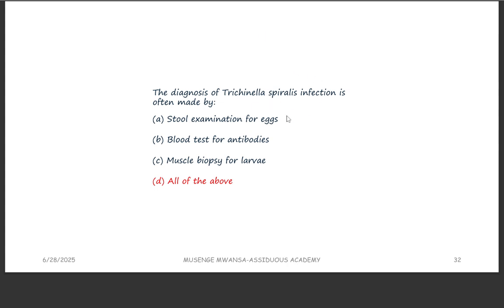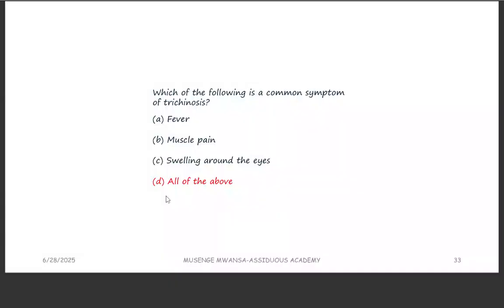The diagnosis of Trichinella spiralis infection is often made by stool examination for eggs, blood test for antibody, muscle biopsy for larva. Please take note that in stool you want to look for eggs. Blood test is for antibodies. Muscle is for the larva. So you don't go to the muscle to look for eggs, no. So all of the above is correct.